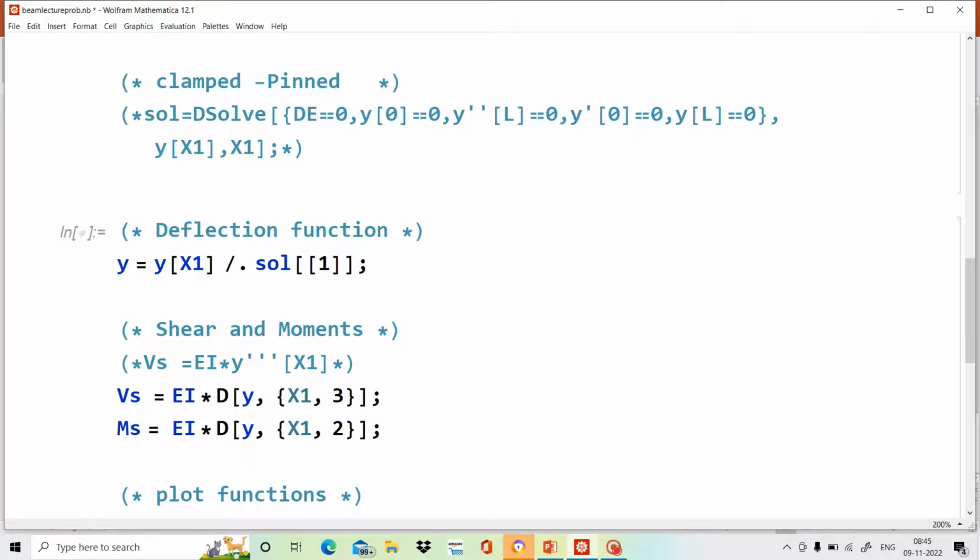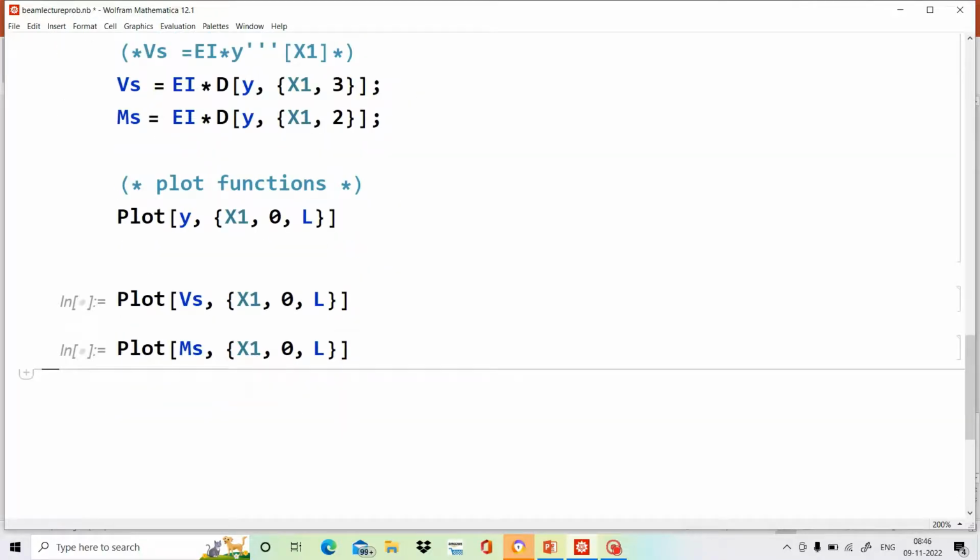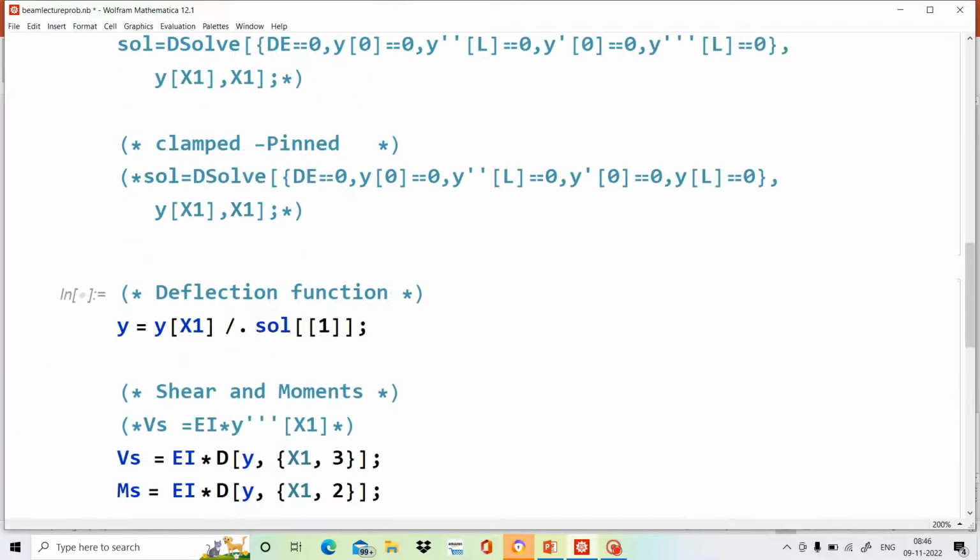It is given for the deflection, and we know that the shear force is nothing but EI times d3y by dx cube. It is written in this fashion. And the bending moment is EI d2y by dx square. This d denotes the derivatives, y is the deflected function, and the 2 means second order derivative. So we can write it in this way in Mathematica, and then we will plot the functions first for the deflection and then the shear force and bending moment diagram.